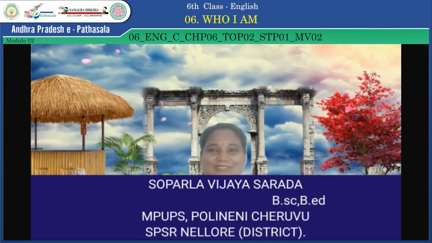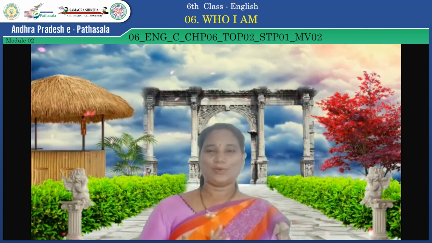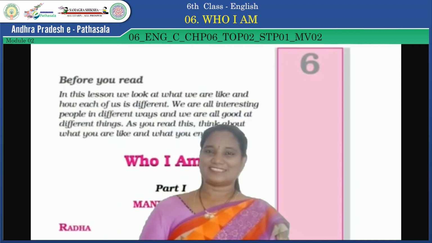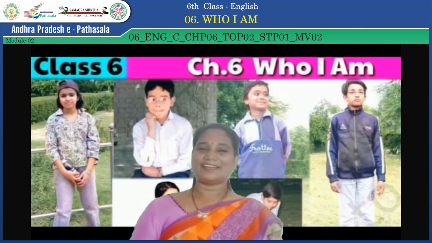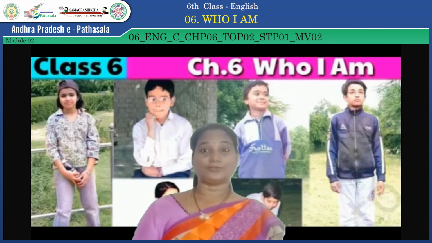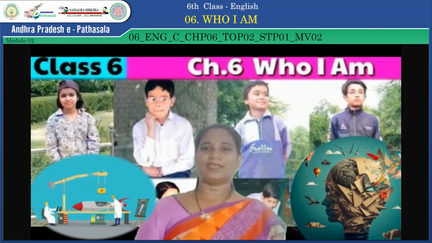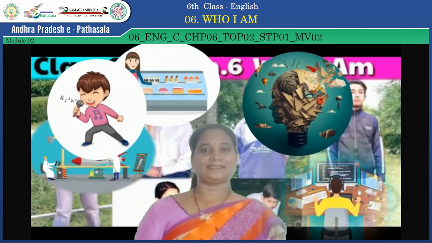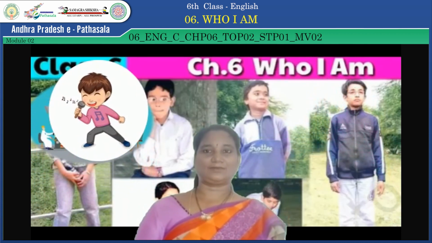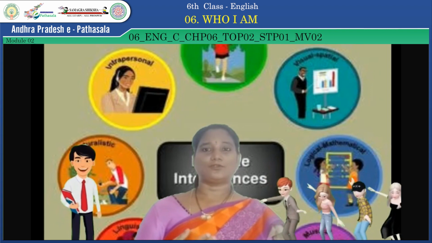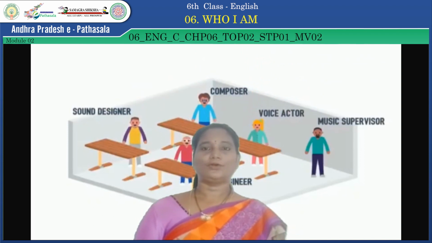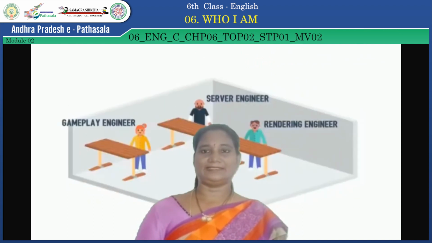Today we are going to continue with the sixth chapter, Who I Am, from the Honeysuckle textbook in English for class 6th. Okay children, we have already studied six children who have different personal views in their life. In the same way, we all have different personalities, talents and intelligences. I referred to the NCERT textbook for 6th class and am giving you more information about multiple intelligences. It is more useful to you to take your assessment easily.